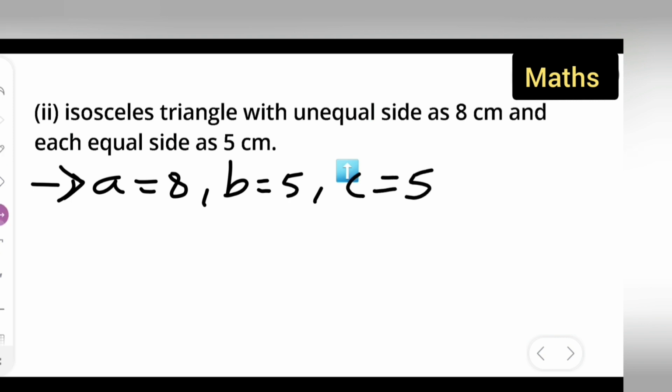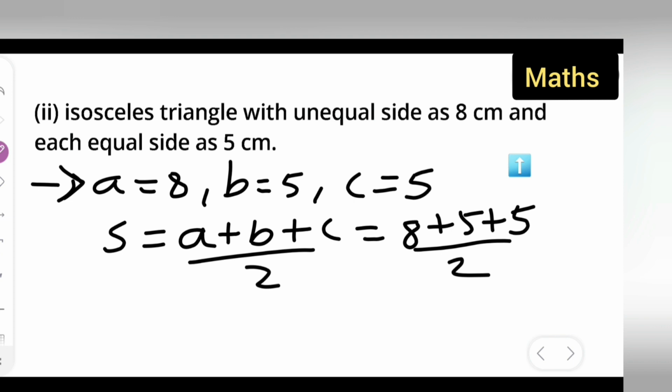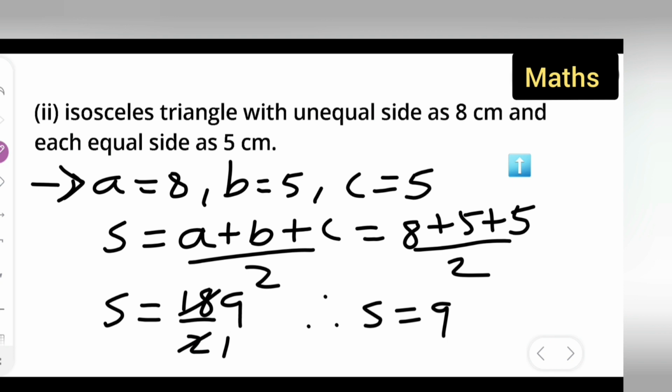So how you all are going to do this? You all have to find S is equal to this formula A plus B plus C upon 2. So this is what? 8 plus 5 plus 5 upon 2. So basically S is equal to, add this, 18 upon 2, you will get 2 nines are 18, therefore the value of S is equal to 9, right?